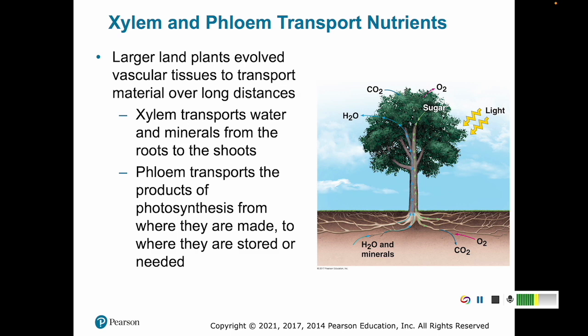Land plants have evolved vascular tissue, and that vascular tissue allows them to transport material over long distances. We've already discussed xylem and phloem. Xylem is what is transporting water and minerals, things absorbed from the roots going up to the shoots. Phloem is the food, right? F for food makes that F sound in phloem. Phloem is the food. It transports the products of photosynthesis, so sugars and other materials, from the leaves where they're made to where they're stored or to where they're needed.